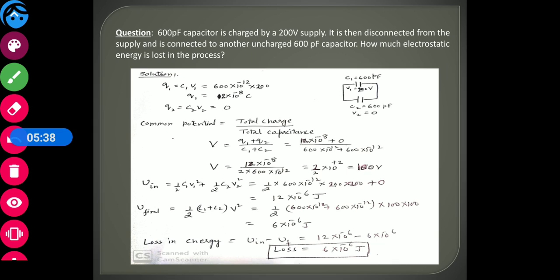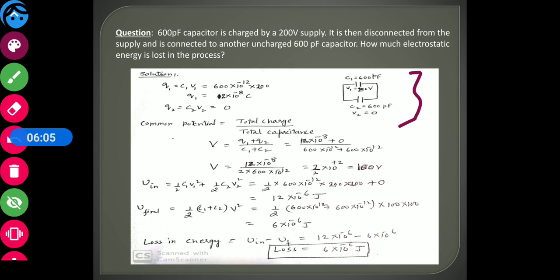Now let us discuss on the basis of these two numericals. First numerical: a 600 picofarad capacitor is charged by a 200 volt supply. It is then disconnected from the supply and connected to another uncharged 600 picofarad capacitor. How much electrostatic energy is lost in this process?